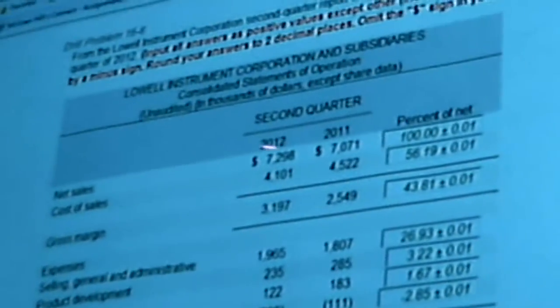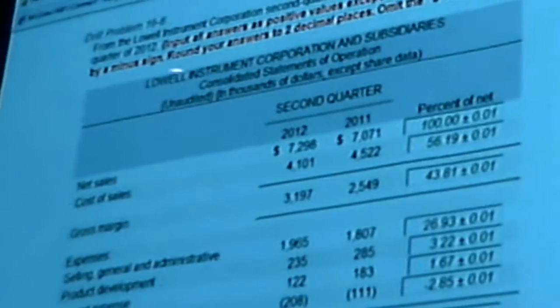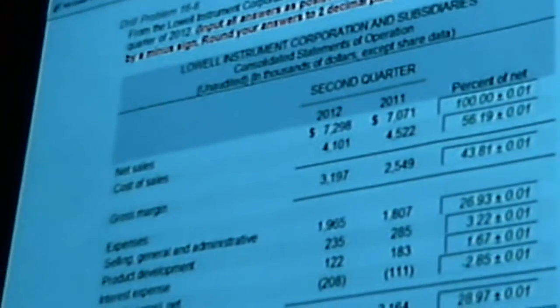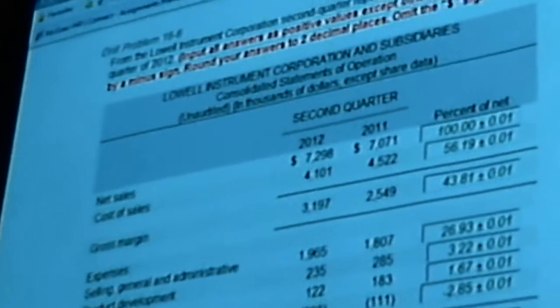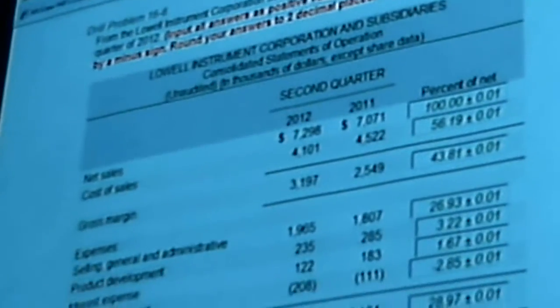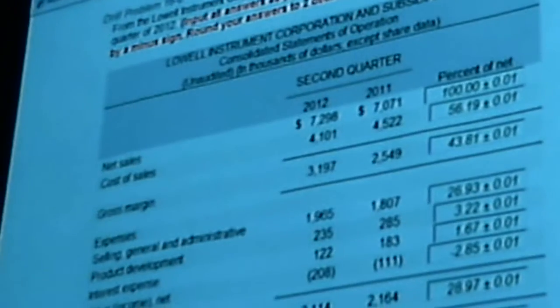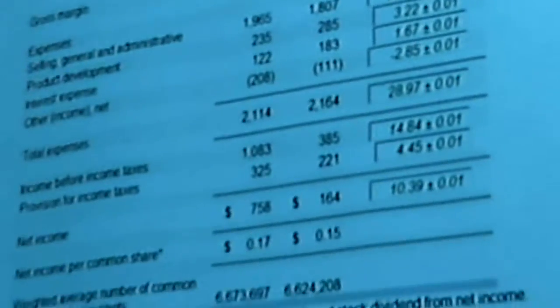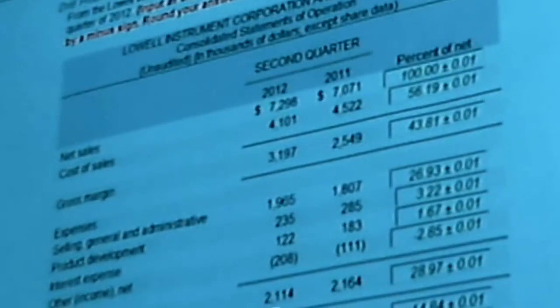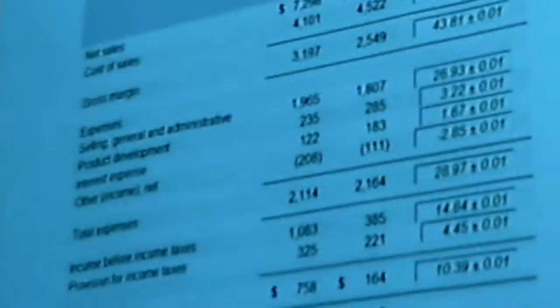Okay, well, the reason they did is because it's common to use a comparative income statement to show how quarters or how years compare. And that's why it's up here. They could have left it off, so we don't need it. Notice I didn't point to it yet. That's because we're doing a vertical analysis. It's not a horizontal, it's a vertical.